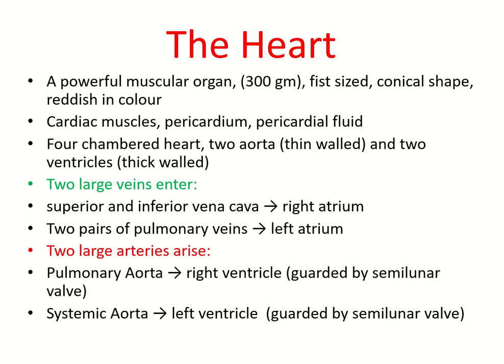Now we are going to discuss the second part of the blood circulation system, the heart. The heart is actually a very powerful muscular organ. In a mature adult, its weight is about 300 grams and its size is that of a fist. It is conical shaped, reddish in color, made up of cardiac muscles. Our heart is present within our breast cavity in between the ribs.